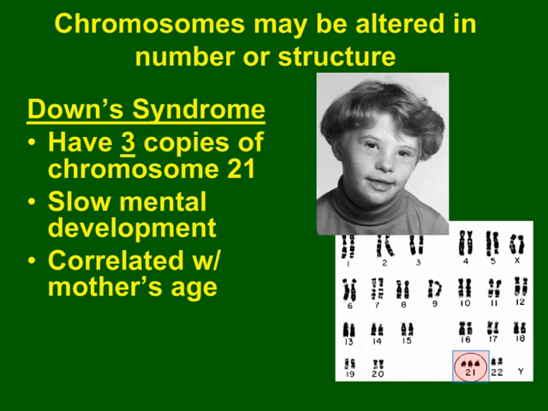Now, having non-disjunction happening and having a child with Down syndrome, as you probably well know, is correlated with a mother's age. But we're also realizing that the non-disjunction that gives rise to that zygote with too many chromosomes could just as well have come from the father.